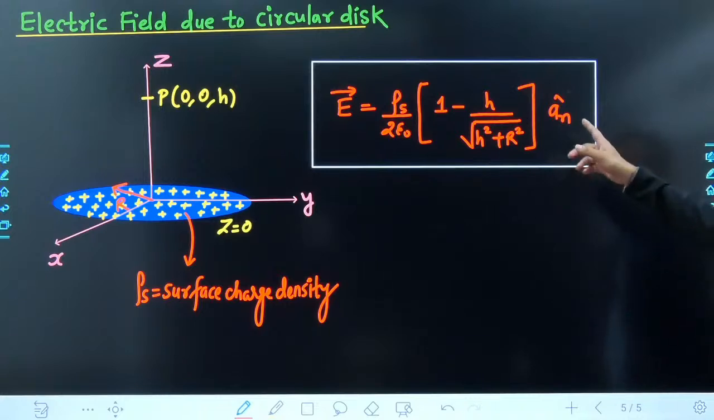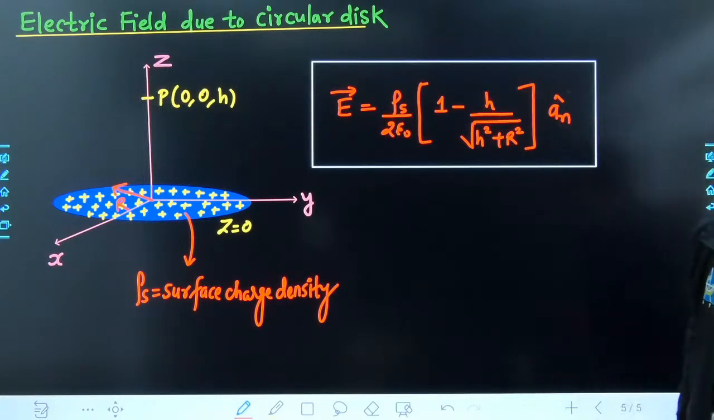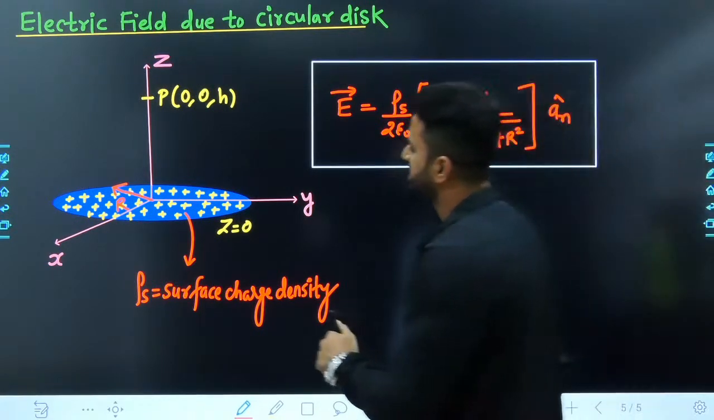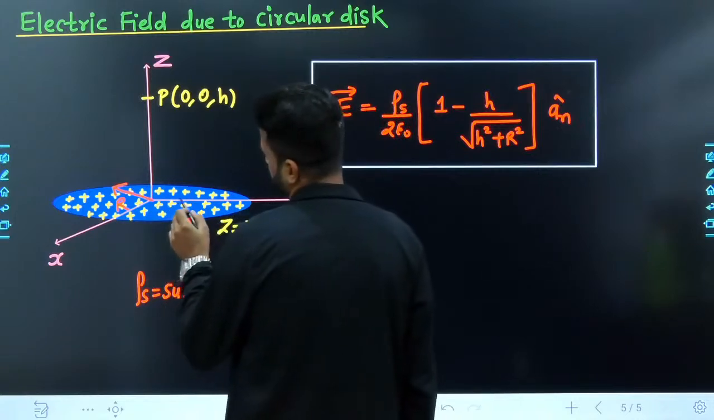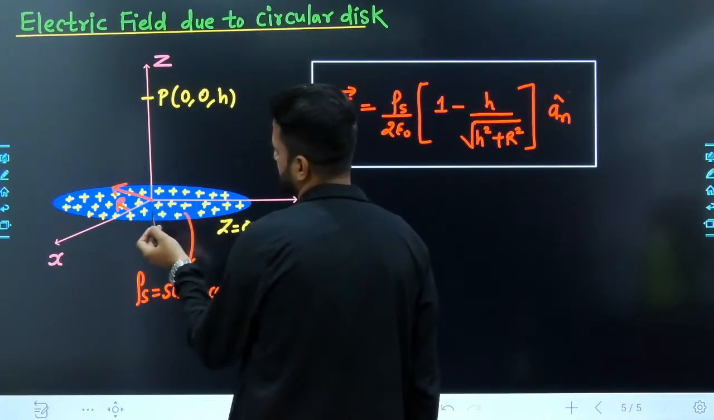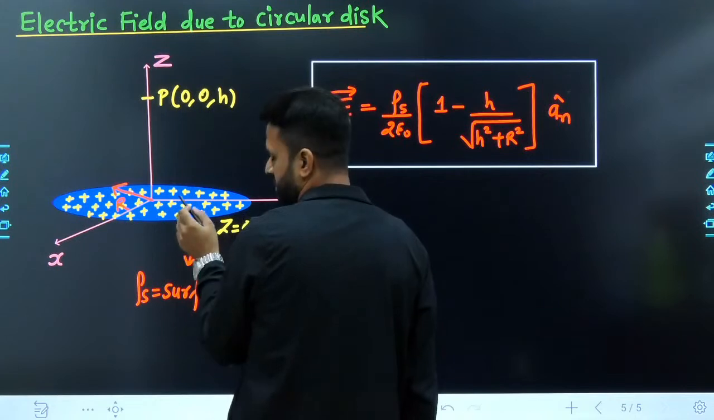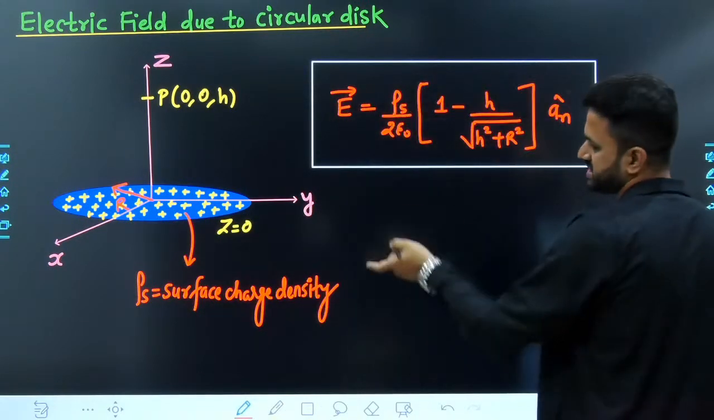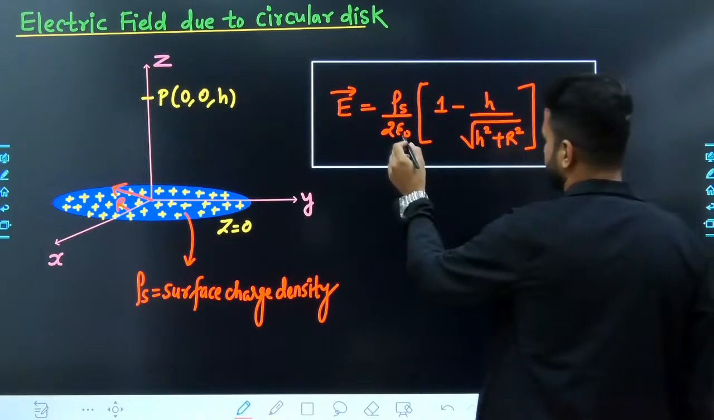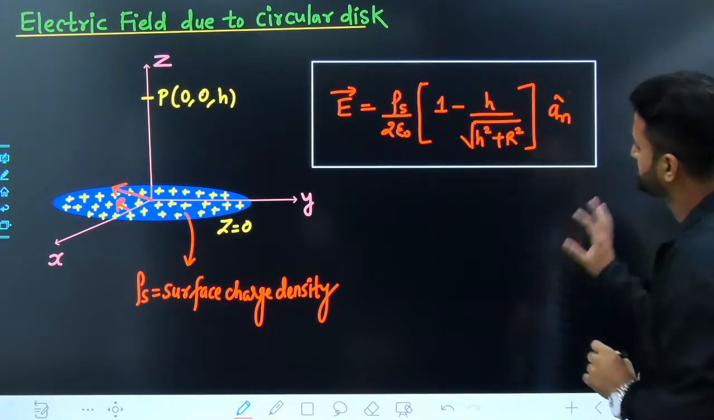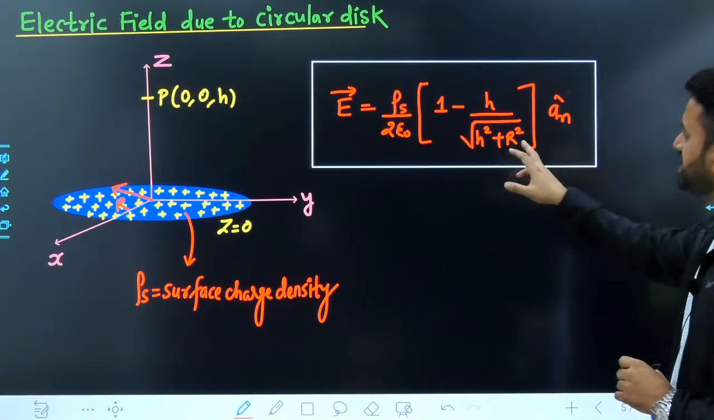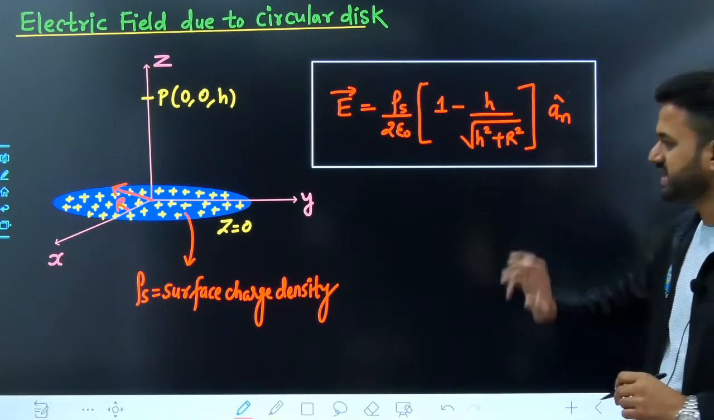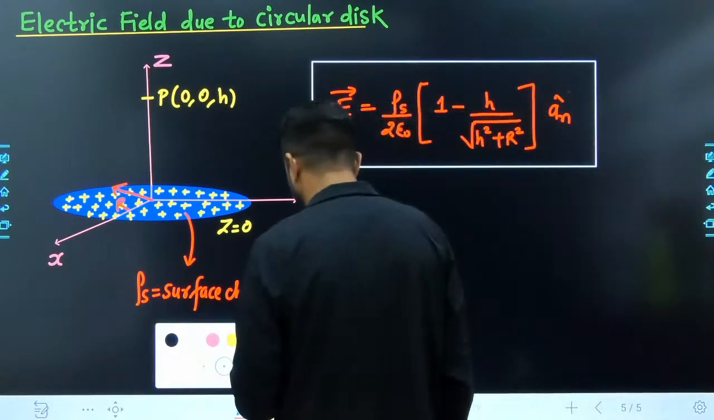Okay, so the meaning of An is the unit normal vector from the charge configuration, that is the circular disc, to the point of interest. And rho s is the surface charge density, epsilon naught is a constant. So everything we have defined. Why we have An in the normal direction, you can understand easily now.